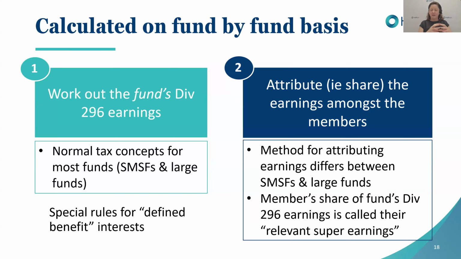Once we've calculated the fund's earnings, we then have to share that out, attribute it to each of the members of the superannuation fund. And of course, the method of doing that is going to be very different between self-managed super funds and large funds. Once we've worked out the members' share of the earnings, we call that relevant superannuation earnings. That's the figure that we're going to be reporting to the ATO, so the ATO can work out what our client's Div 296 tax liability is.